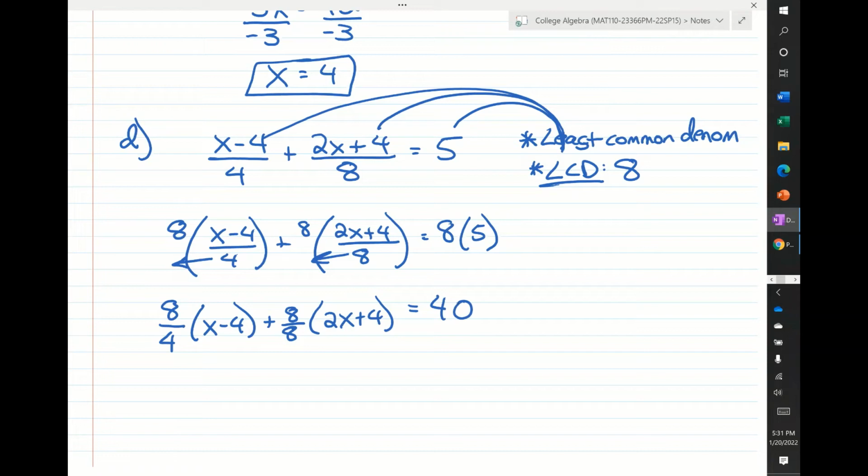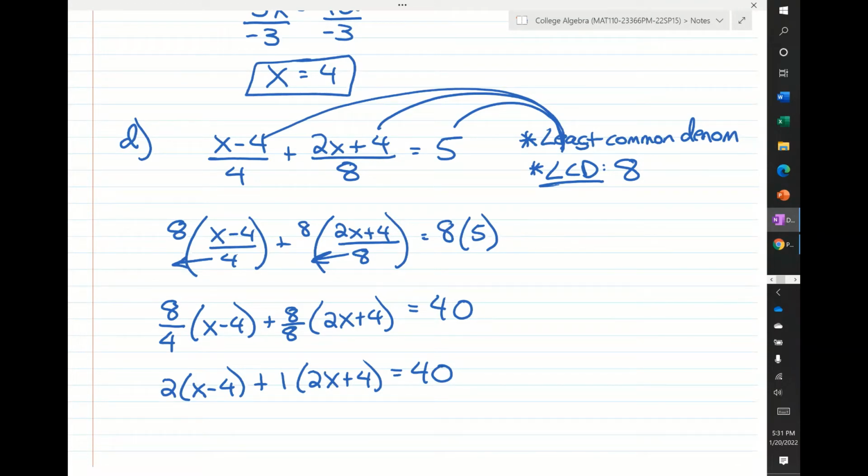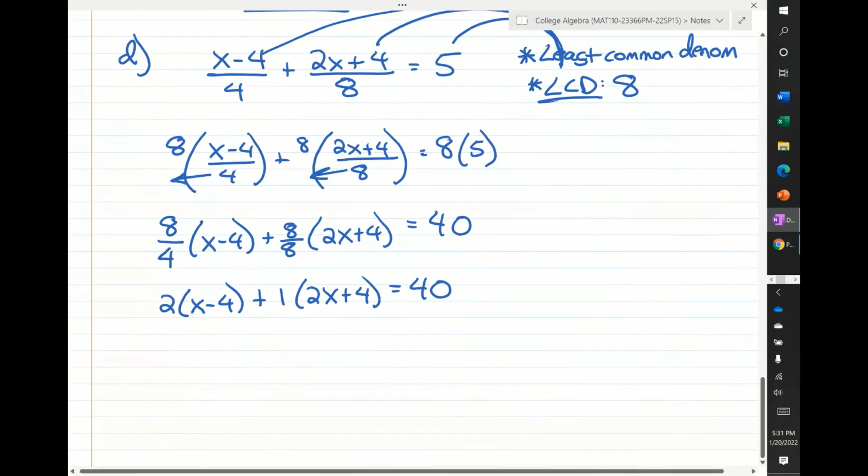First step was we figure out the least common denominator, multiply everything by it. 8 divided by 4 is just 2, which we'll distribute in like we did in the last problem. 8 divided by 8 is 1, which we'll distribute in. And now all we have is pretty much the same problem we've been working with for the last 10 minutes. Right? We just had to do one extra step to get rid of the fractions. Let's go ahead and finish this.